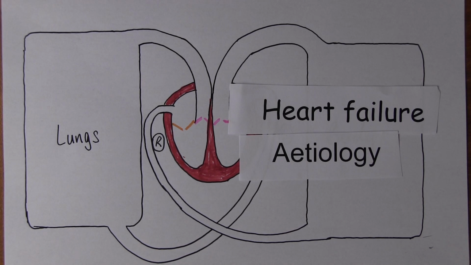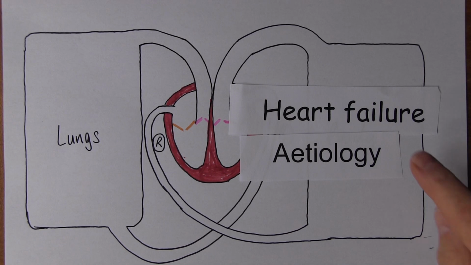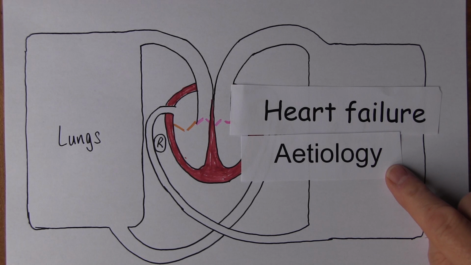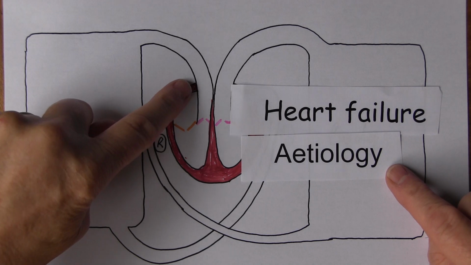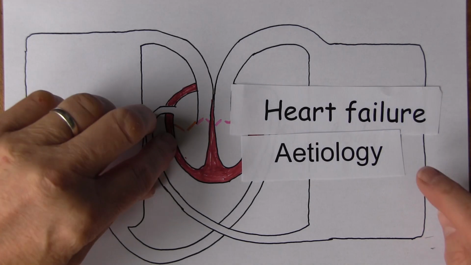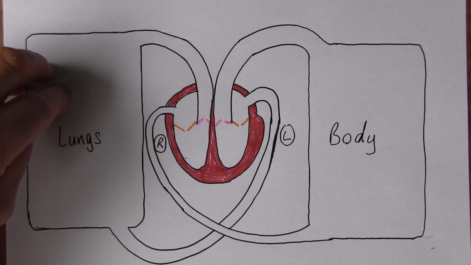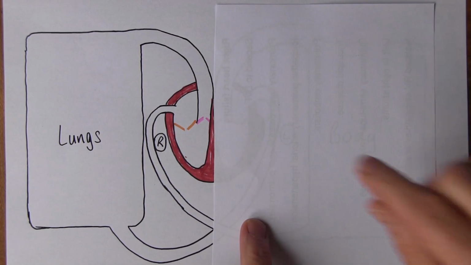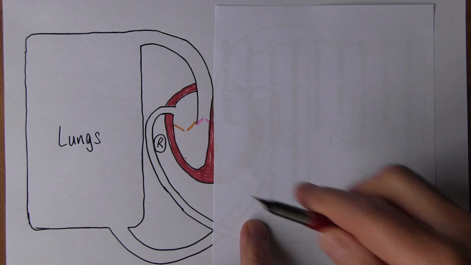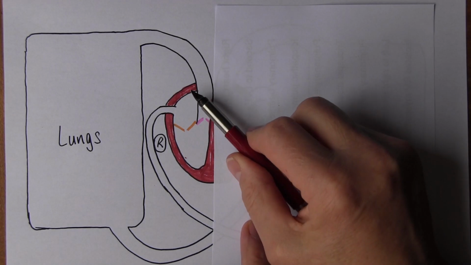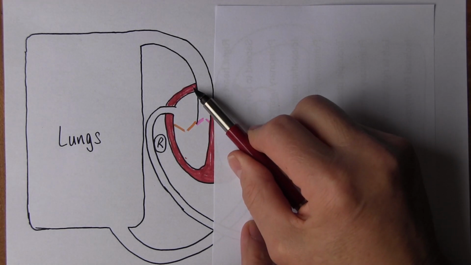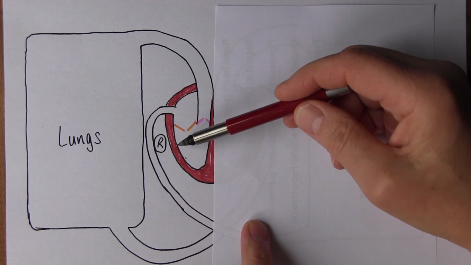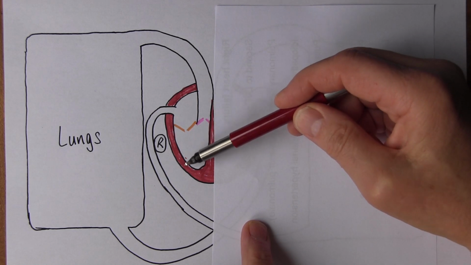So, we're still thinking about heart failure and the causes of heart failure. And in this video, we're thinking about the causes of right ventricular failure. So this is the right side of the heart here. Here we have the right atrial myocardium. And here we have the right ventricular myocardium.